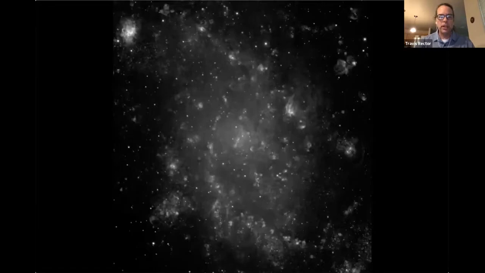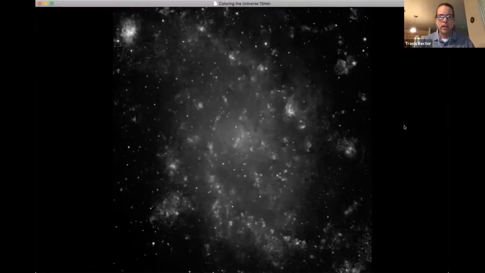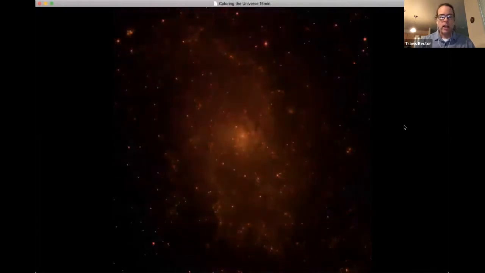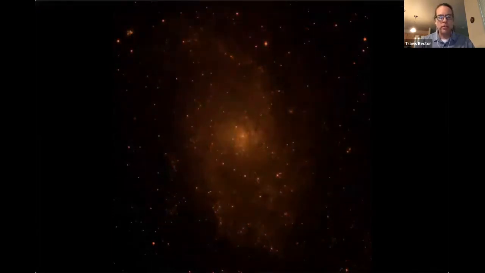Well, what we do is we take an image through each filter and then assign a different color to each filter. For the hydrogen alpha, which is a deep reddish color, we give it a red color. And then we use other filters as well. So this is an image taken through an I-band filter, which is infrared light just beyond what our eyes can see.